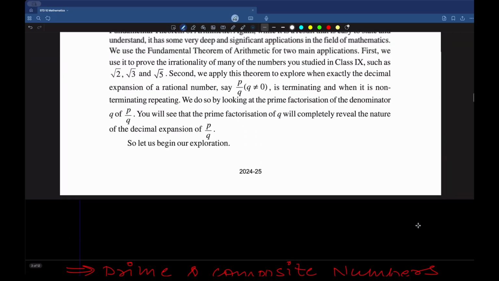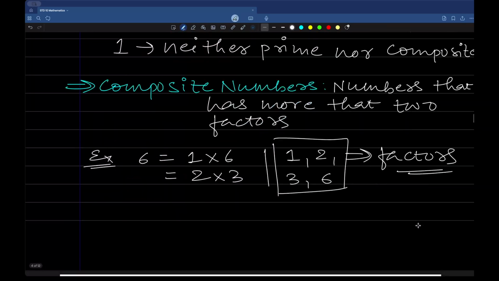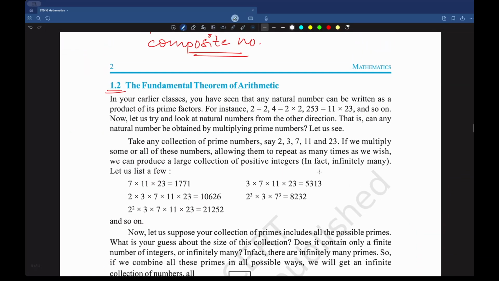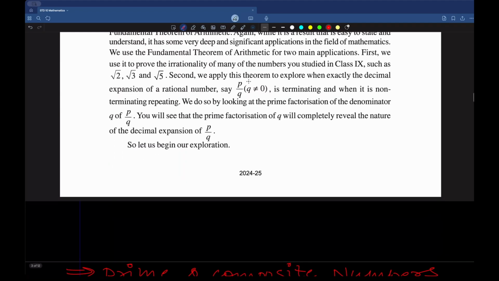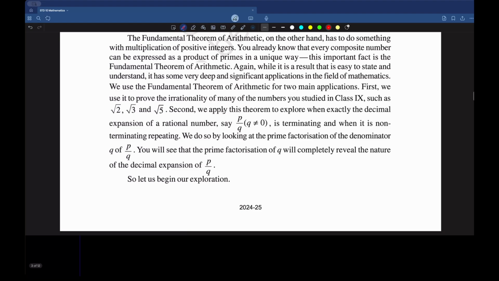Now let's discuss topic number 1.2, Fundamental Theorem of Arithmetic. What is the use of the fundamental theorem of arithmetic? We can apply the theorem to explore when exactly the decimal expansion of a rational number is terminating and when it is non-terminating and repeating.